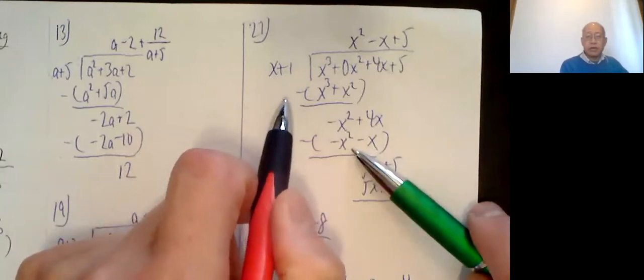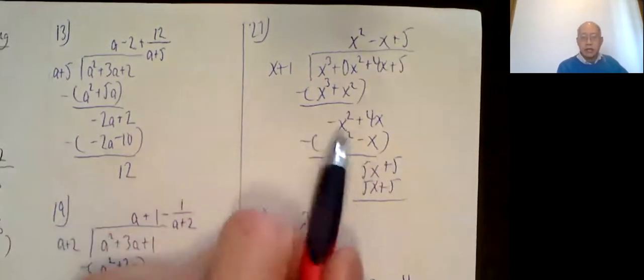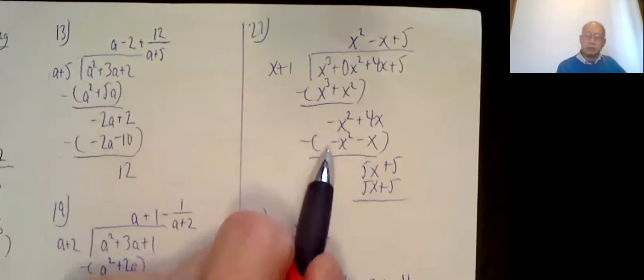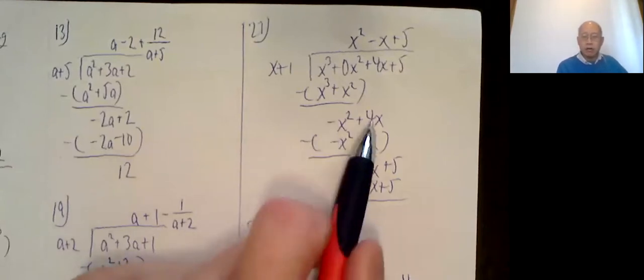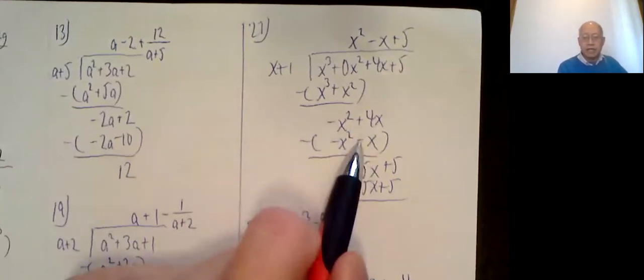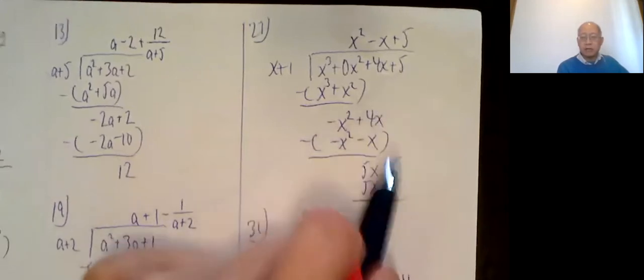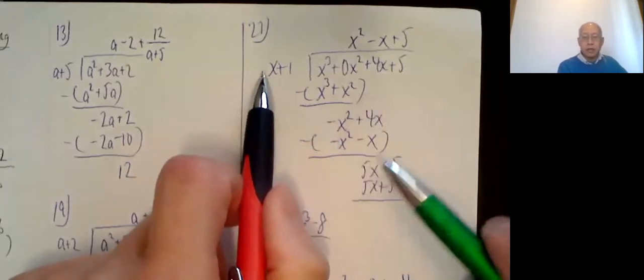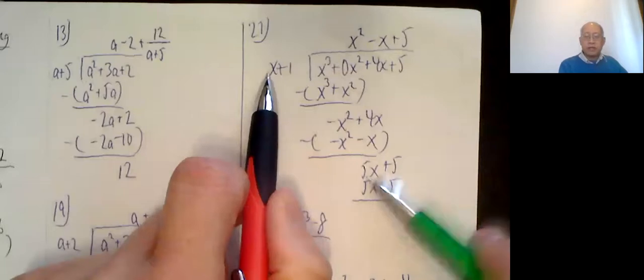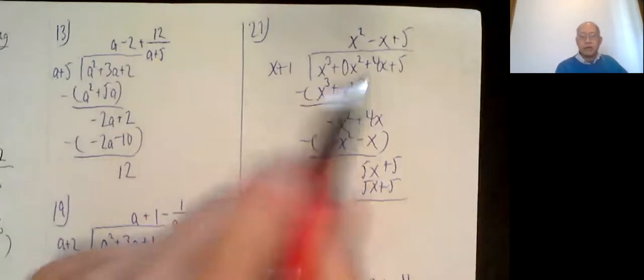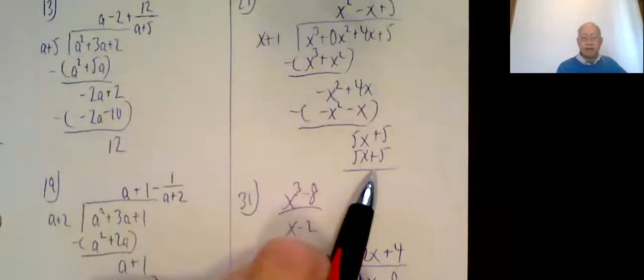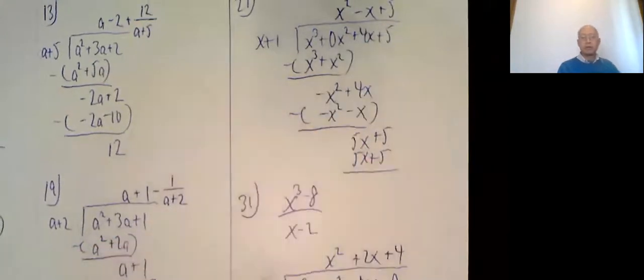Negative x squared minus x. Subtract. Negative x squared minus a minus, plus x squared, cancels out. 4x minus a minus x, that's 4x plus x, 5x. Bring down the 5. Start again. How do you go from x to 5x? Plus 5. 5 times x plus 1, 5x plus 5. No remainder. Done.